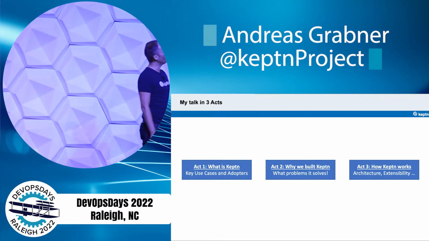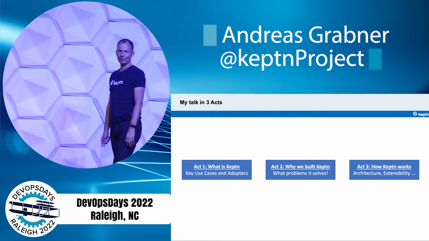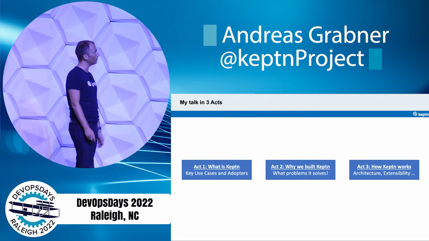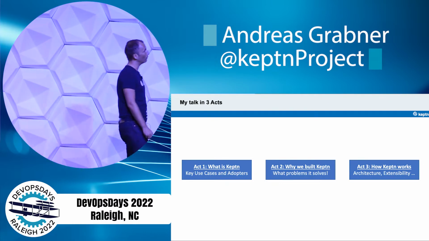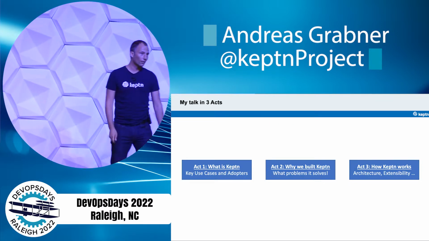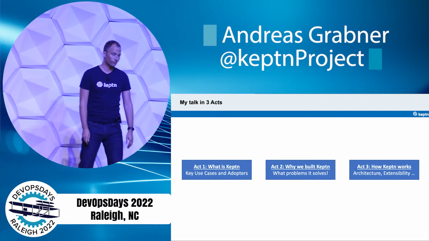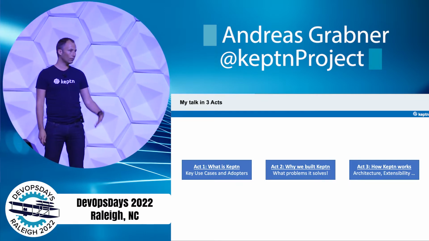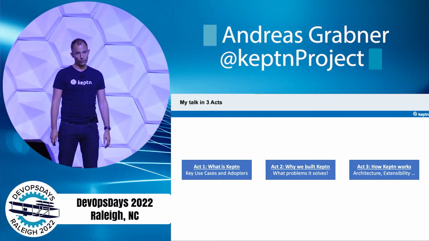Act 2, why we built Keptn, because why do we get yet another orchestration tool if you already have 10,000 orchestration tools out there? What problems do we really solve? And the third one is how Keptn actually works. What's the architecture, and why do I think it is definitely worth taking a look? And I really hope to encourage a couple of you to at least look at it, maybe download it, install it, or contribute, because we are an open source project.